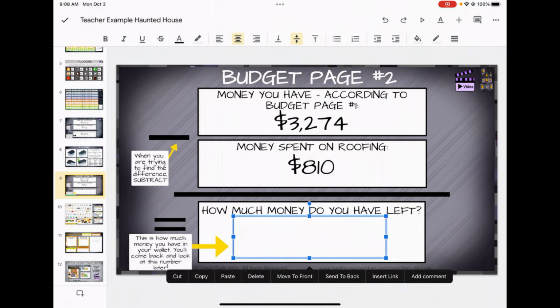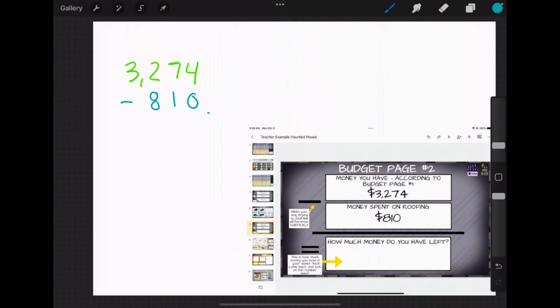So I'm going to do 3,274 minus 810. 4 minus 0 is 4. 7 minus 1 is 6. 2 minus 8 you cannot do. I'm going to borrow from the 3, make it a 2, and give that 1 over to the 2. Now it's 12 minus 8, which is 4. 2 minus nothing is 2.